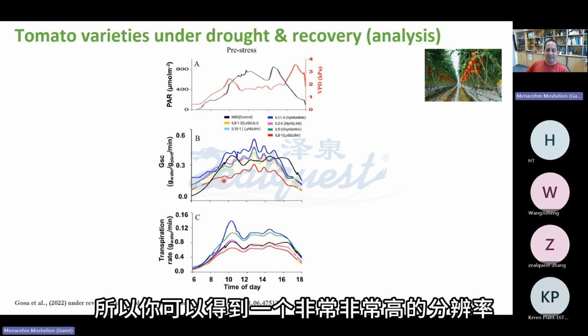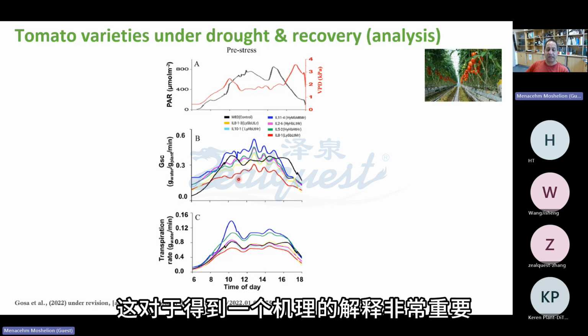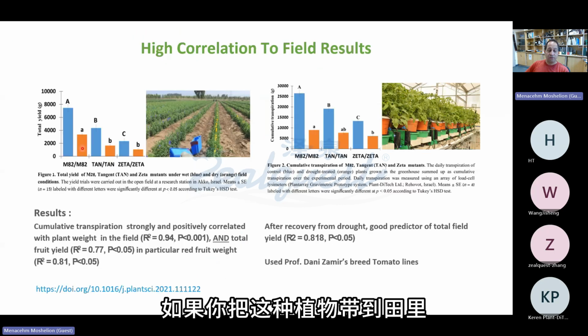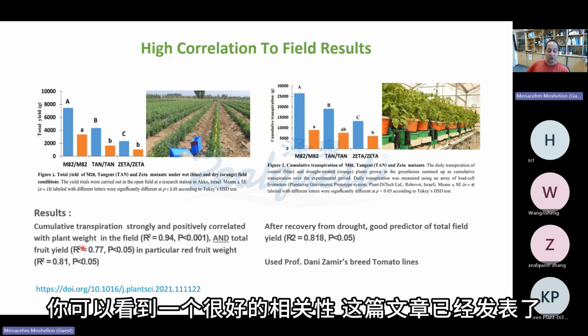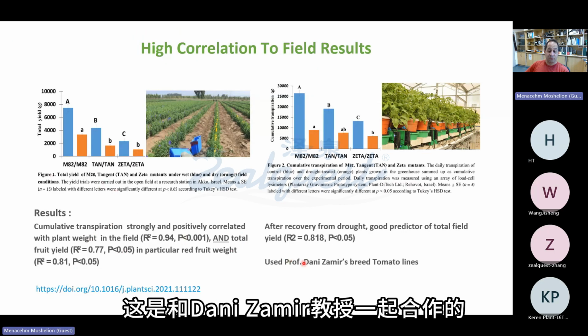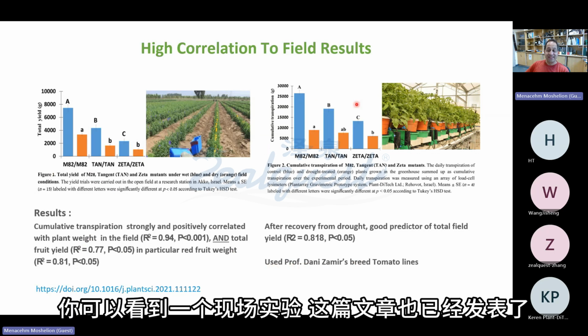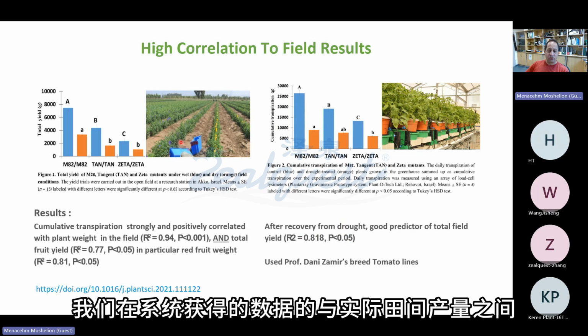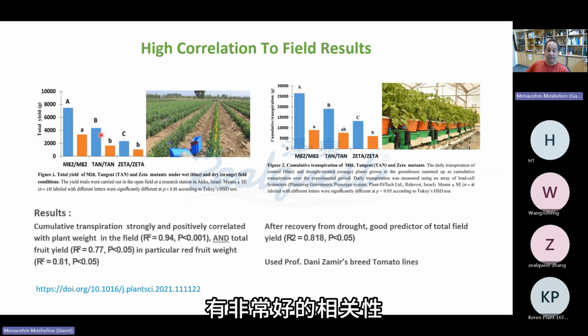So you can get a very, very high resolution, which is very important to get a mechanistic explanation. If you take this plant and you go to the field, you can find a very good correlation. This was published, together with Professor Dani Zamir. You can see a field experiment. This was published, so you can get the paper. A very good correlation between what we found on the system and the real yield.